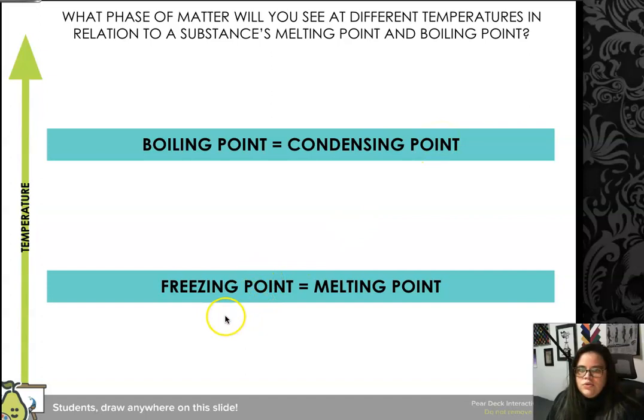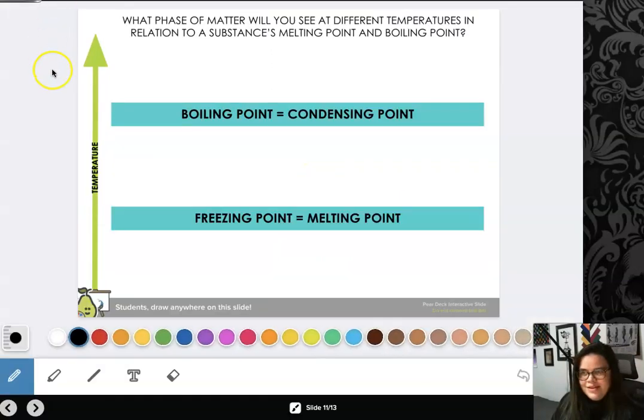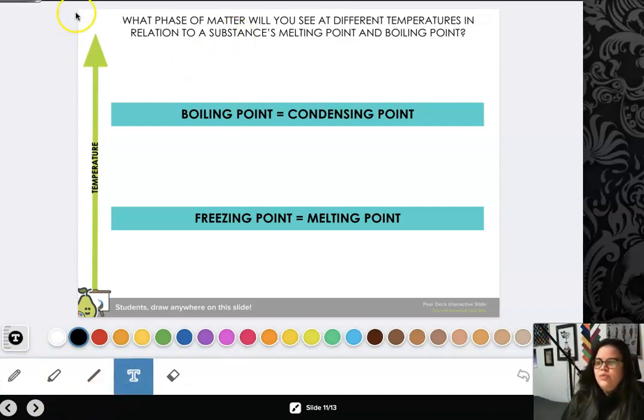So what you're going to do is in a moment you're going to have an open question, and it's going to ask you to label A, B, and C. What phase of matter are we going to see at these relative temperatures compared to a substance's freezing point / melting point and boiling point / condensing point? So hopefully you got that. If not, don't worry. I'm going to go through an example, and this time I'm going to actually go through an example with our dear friend water.